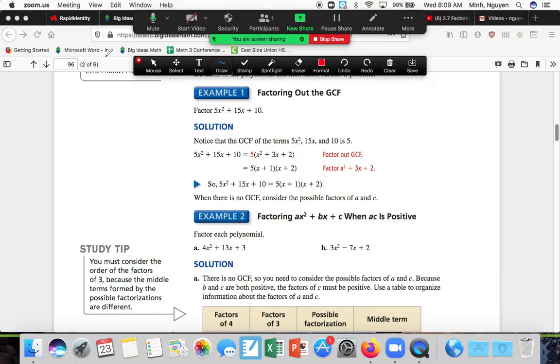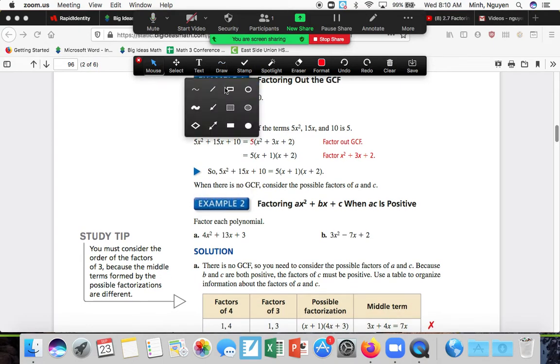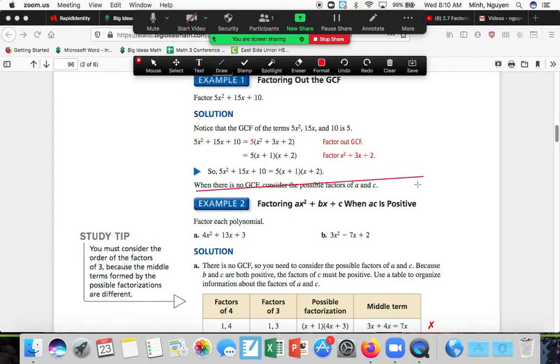So that's factoring a GCF. If you can, then do it. But when there is no GCF, consider the possible factors of a and c. As a reminder, a, b, and c are just the coefficients, and c is the constant. So in the example, a is 4, b is 13, and c is 3.